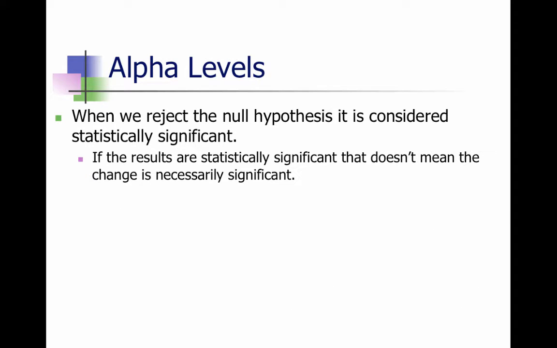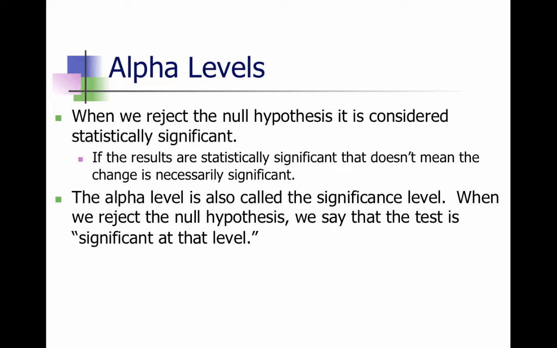When we reject the null hypothesis, it is considered to be statistically significant. And that's only when we reject it. If we fail to reject, then the results are not statistically significant. Again, the idea behind this is that if we're rejecting the null hypothesis, we're saying that the current model we have doesn't work, which is kind of a big deal, so therefore it's statistically significant. If the results are statistically significant, that doesn't mean that the change is necessarily significant, but just that the results are. The alpha level, because of this, is also called the significance level.